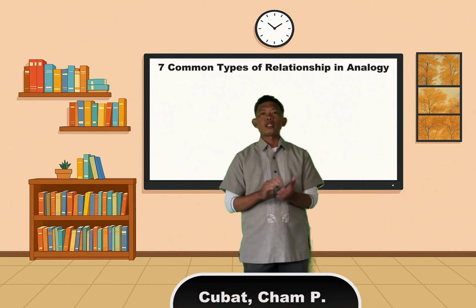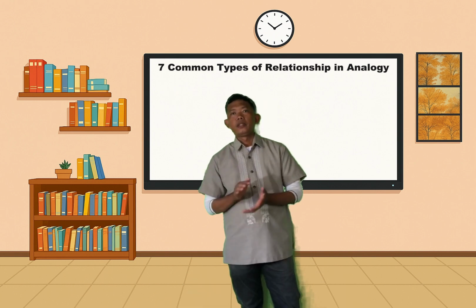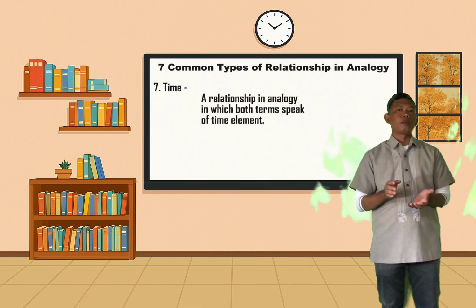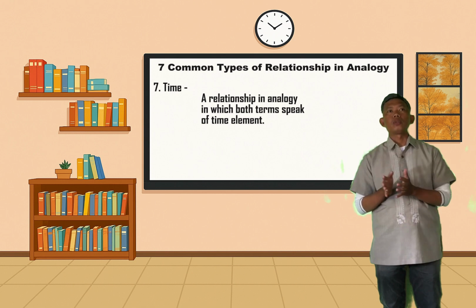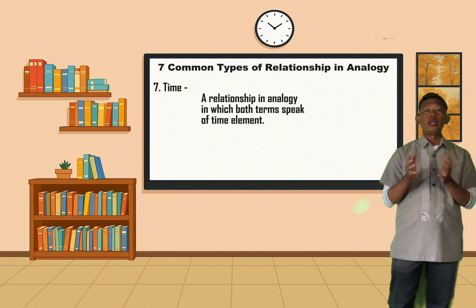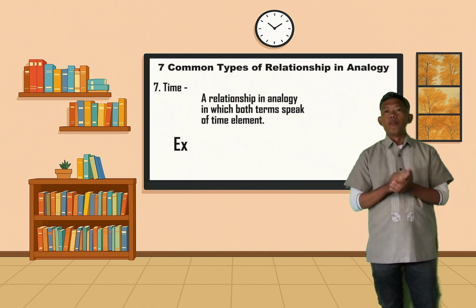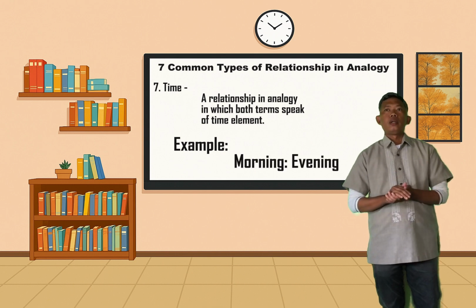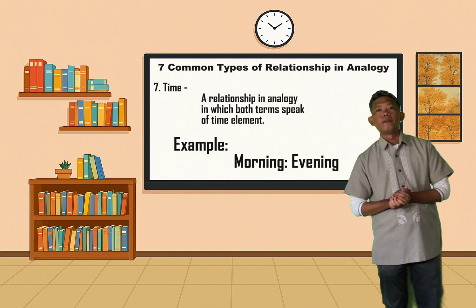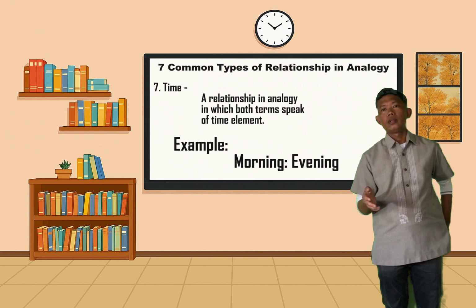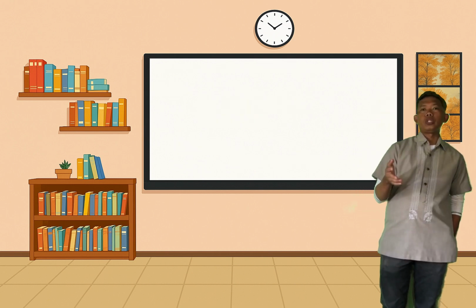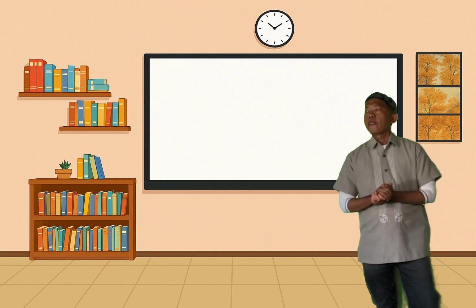Let's proceed to the last type of analogy. Time, a relationship of analogy in which both terms speak of an element of time. For example, morning, evening, both indicate time. Do you have any questions? If none, let's proceed to our activity.